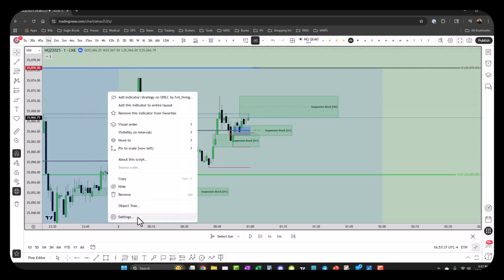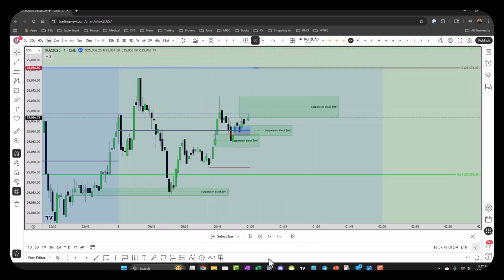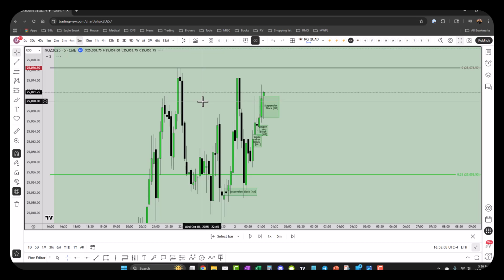I might as well just turn it on now since, well, actually it won't show because it's in replay mode. Let's run this forward a little bit. Here's where it's creating this one. This is a 5-minute. That's why you don't see it on the 1, so I'll show you that. I'll go up to the 5. So there's the 5-minute suspension block.